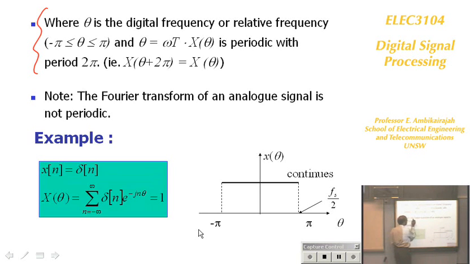Like, oh yeah, this is what I said. The Fourier transform of an analog signal is not periodic. It doesn't go periodically. Okay, you've seen that in chapter 2. Now we go to an example.